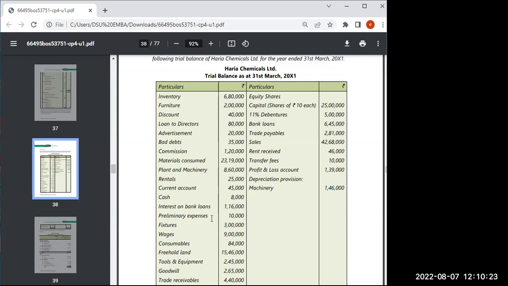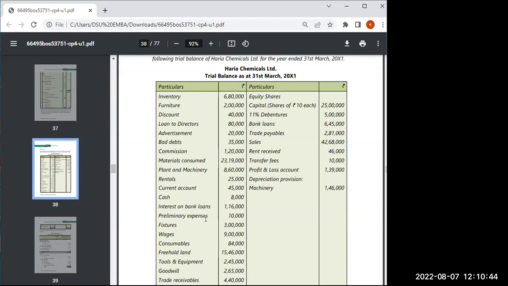If there are two more capital items, equity share capital of 10 each, 25 lakhs, and another one, equity share capital of 100 each, 50 lakhs, then how much will I take to the balance sheet? 75 lakhs, 50 plus 25. And if one more item is there, preference share capital of 10 each, 5 lakhs, that also has to be added.